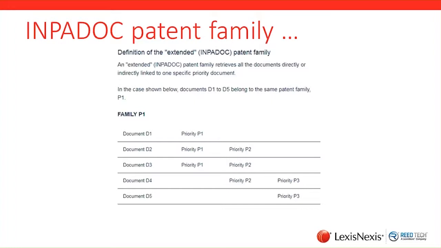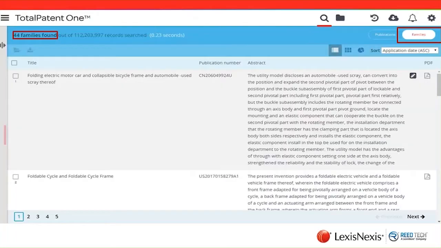TotalPatent One is both a records-based and a family-based tool. So it enables users to toggle between results as individual records and as families, i.e. inventions.